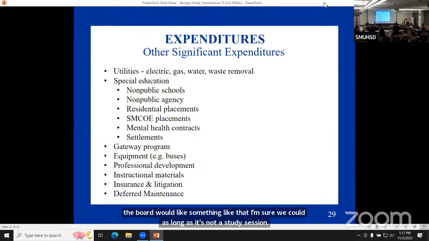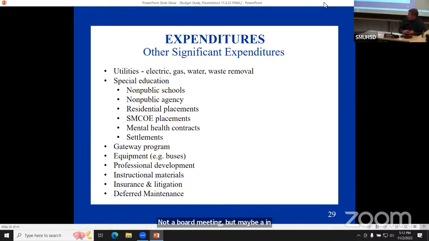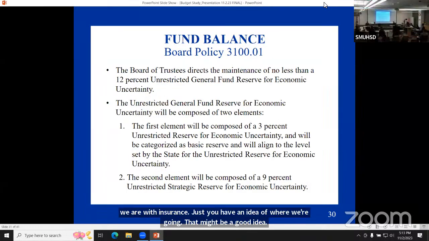What I was actually thinking of is maybe not a board meeting, but maybe in our weeklies, a report where you can give us here's where we are with litigation, here's where we are with insurance, just so you have an idea of where we're going. Okay. That might be a good idea. All right. Great.